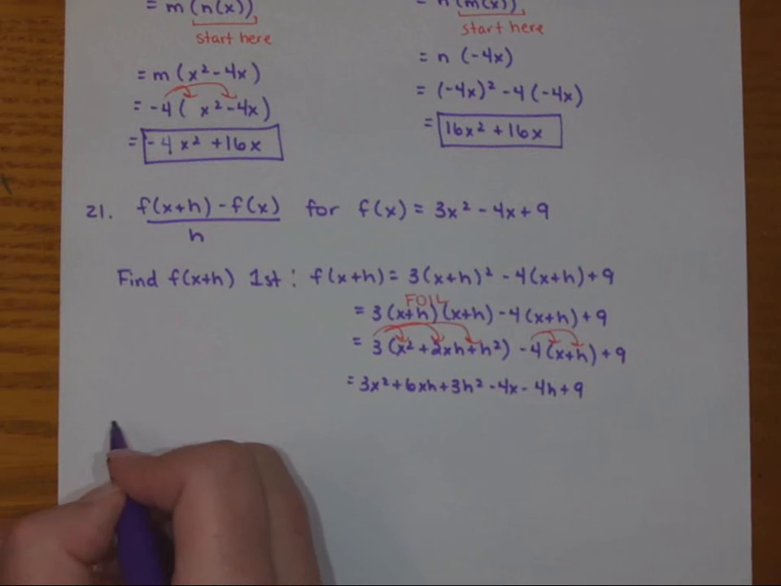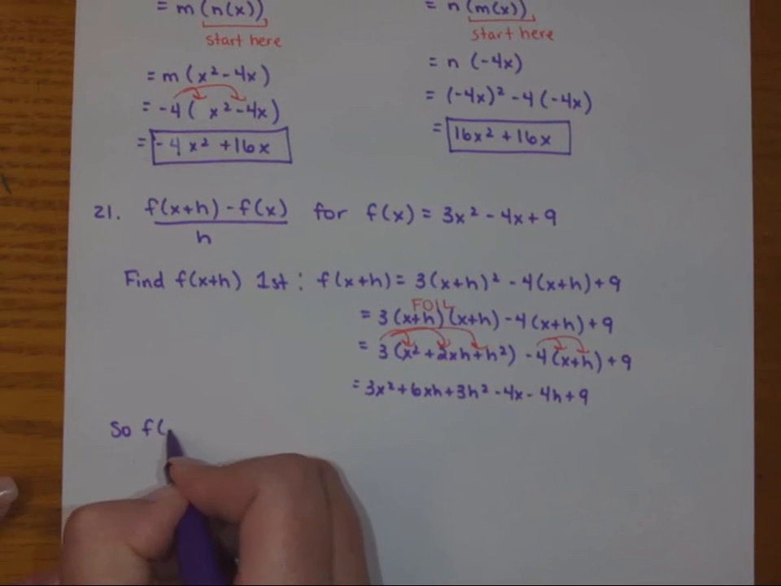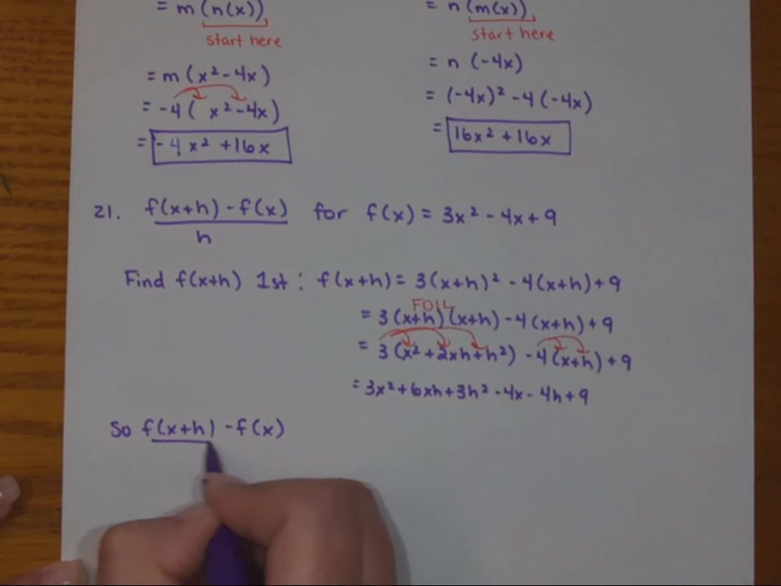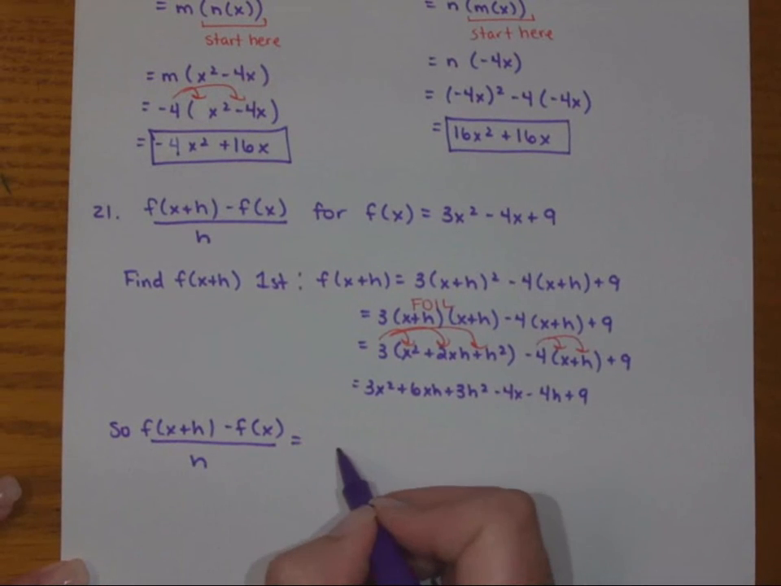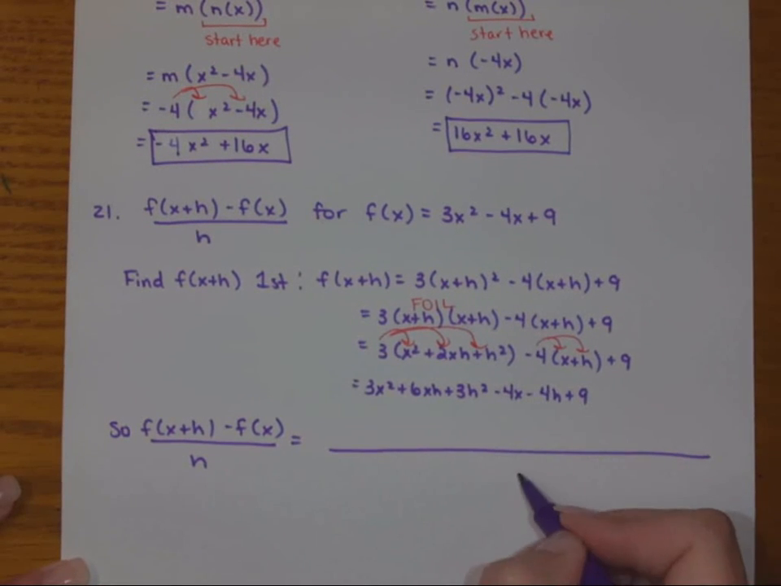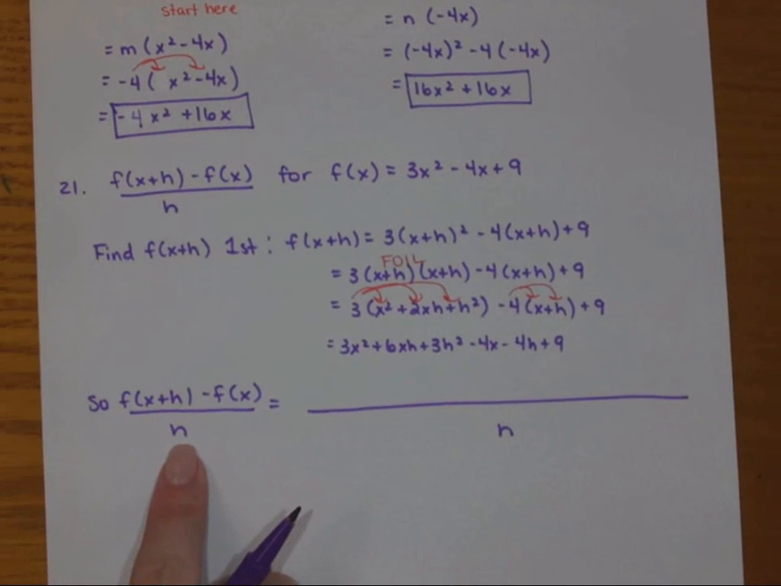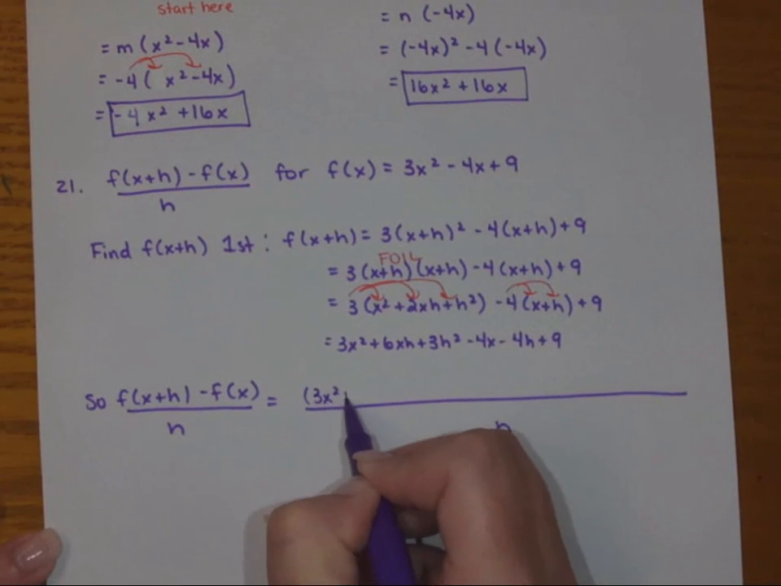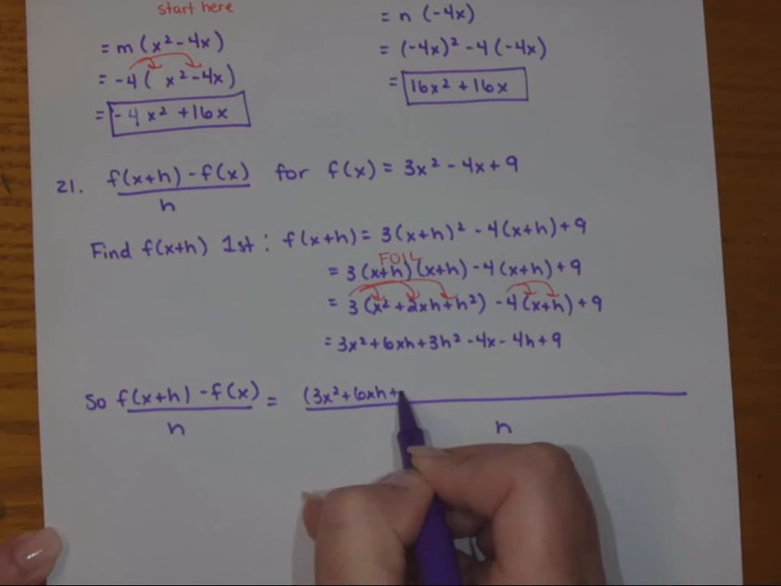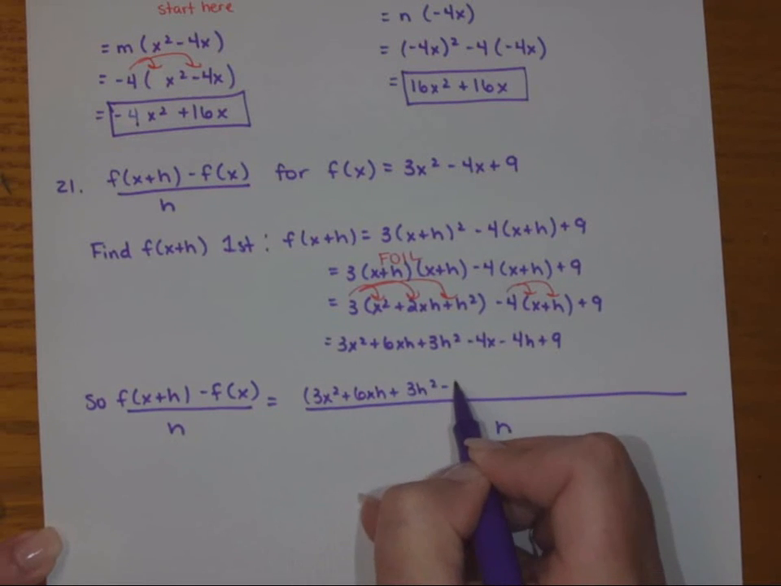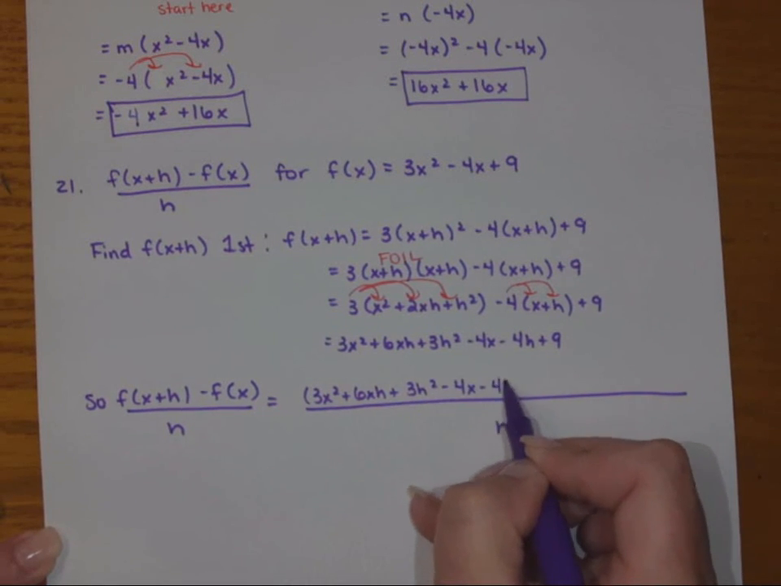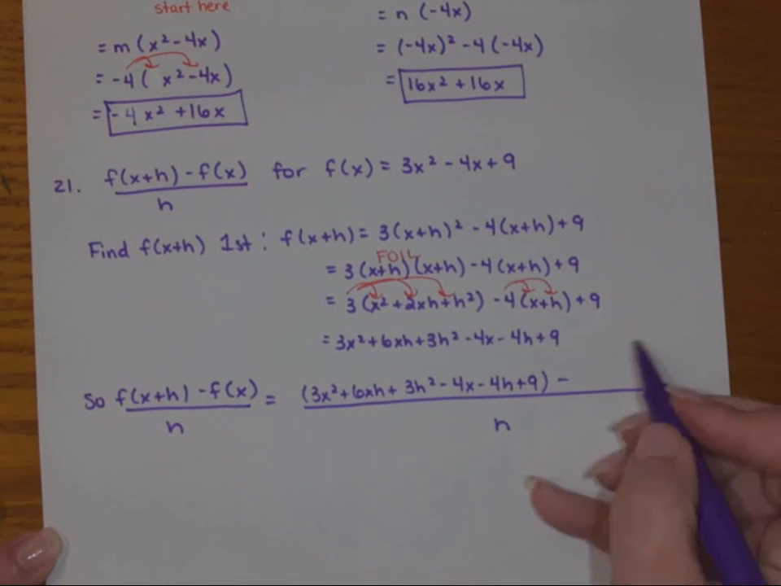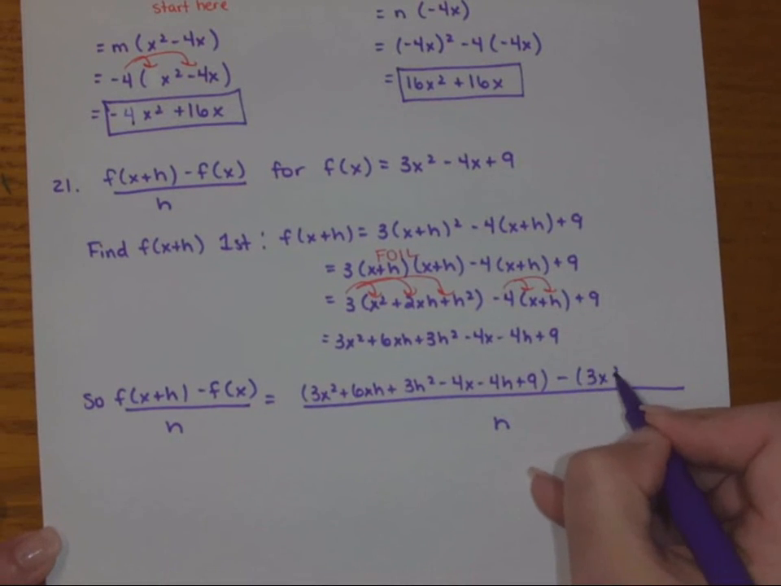Okay, so if I want the whole thing, now that I've done the most difficult part, I'm going to put the whole thing in. So first of all, I'm going to have a bunch of stuff over h. I'm trying to recreate this, right? Well, I just found that f of x plus h was this long thing. And then I need to subtract off f of x. Well, that was just what I was given originally.